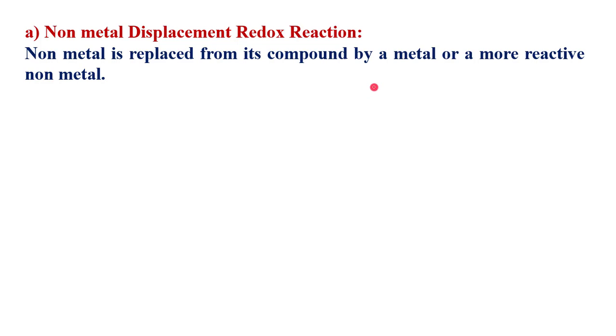It will be displaced by a metal and a more reactive non-metal. यहाँ पे एक नॉन मेटल डिस्प्लेस हो जाता है, रिप्लेस हो जाता है. कौन डिस्प्लेस कर सकते हैं उसे? एक मेटल डिस्प्लेस कर सकता है या कोई मोर रिएक्टिव नॉन मेटल डिस्प्लेस कर सकता है. और ये नॉन मेटल जो डिस्प्लेस होता है खासकर होता है हाइड्रोजन या फिर ऑक्सीजन. दूसरे भी हैं, जैसे कि हैलोजेंस भी डिस्प्लेस हो सकते हैं। ज्यादातर रिएक्शंस में हाइड्रोजन रिप्लेस होता है या फिर ऑक्सीजन, राइट। We'll see some examples.